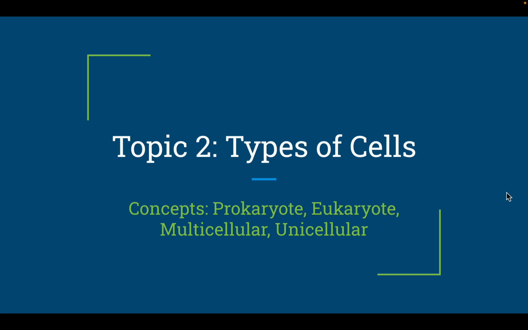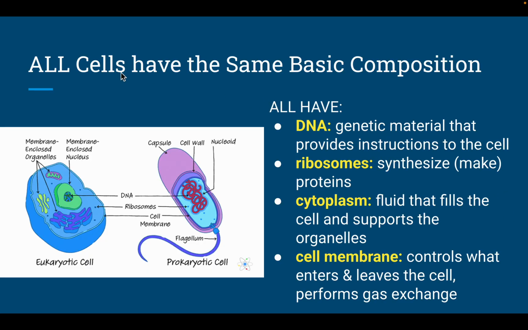Types of cells. All cells have the same basic composition. All cells have these four parts. All cells have DNA. This is the instructions for the cell. On this cell here, the DNA is the red stuff. In this cell, it's inside the circle.